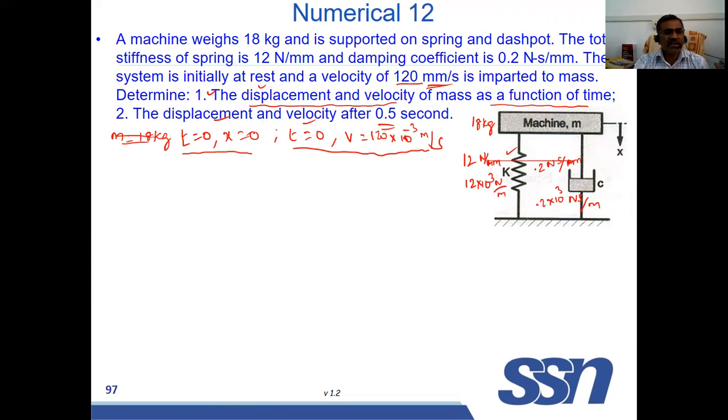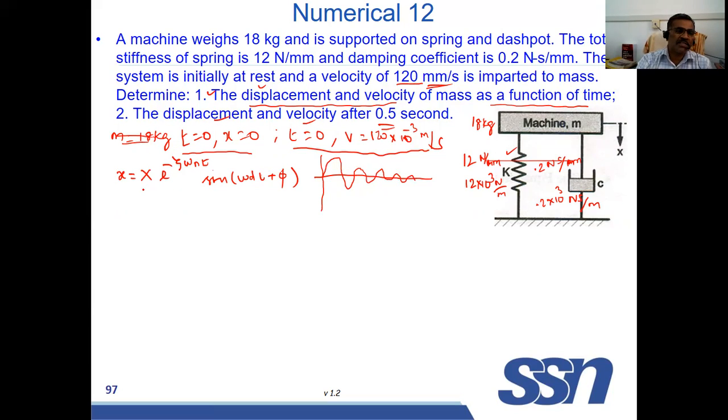For underdamped vibration, we know the equation. x is equal to capital X into e power minus psi omega n t sin(omega d t plus phi). This is the general displacement equation. The vibration will be like this, slowly dying out.